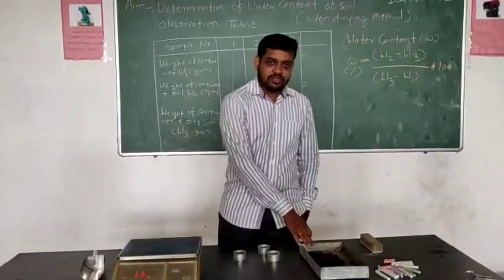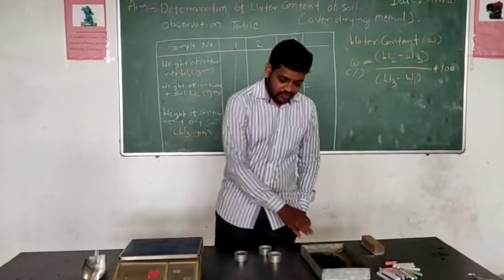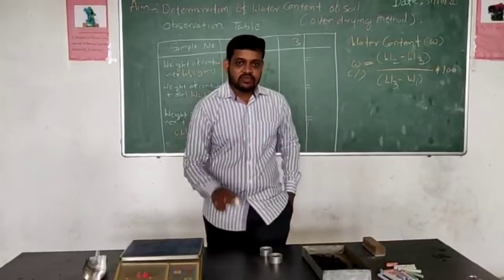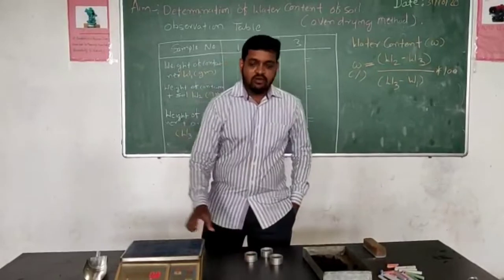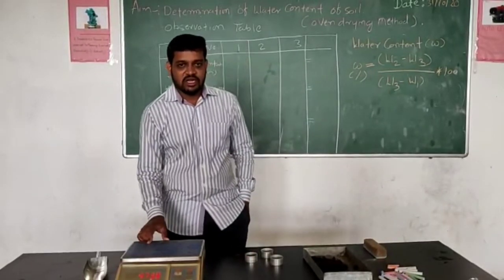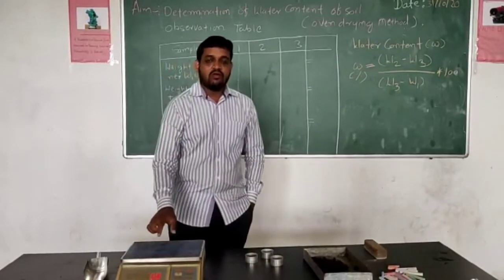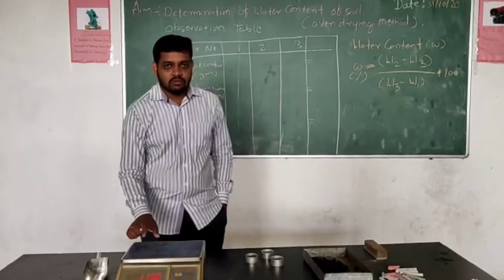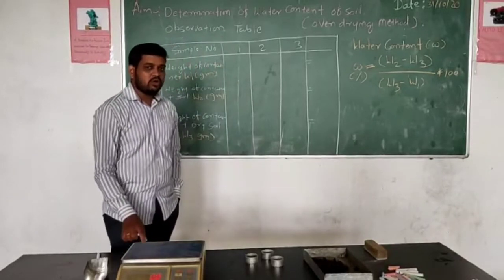The sample should be moist. Then an aluminum container with the lid. Then a weighing balance of capacity 10 kg, and an oven, that is a thermostatic oven.